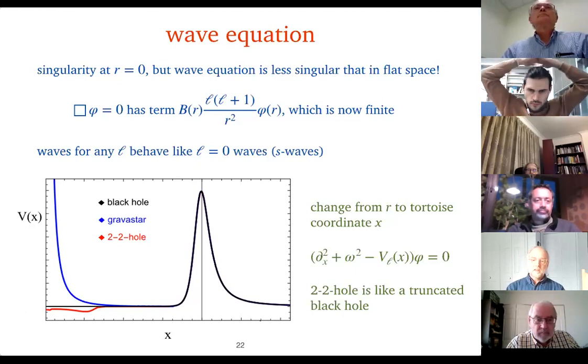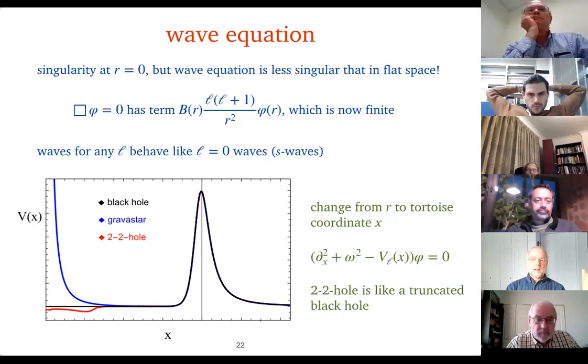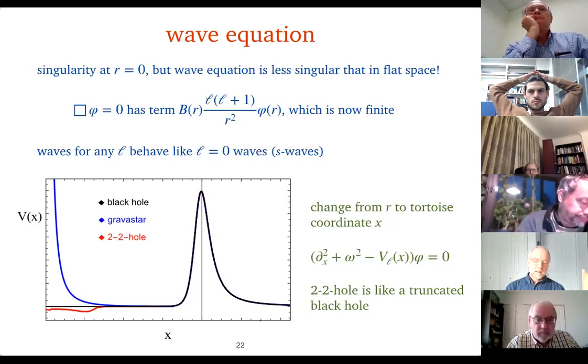And in that case, it's standard to change from the r coordinate to the tortoise coordinate. And the wave equation takes a form like this that depends on just a potential. So we can plot that. So for any very compact object, you see this angular momentum barrier peak, which sits at r equals 3 GM, the light ring radius. And then well inside that, we can compare different objects. For a black hole, you actually have to go off to minus infinity in this x coordinate to reach the horizon. So I'm really just plotting a truncated black hole.